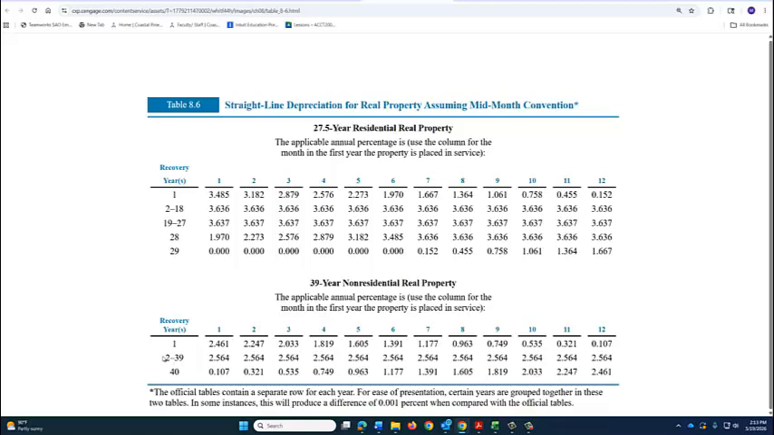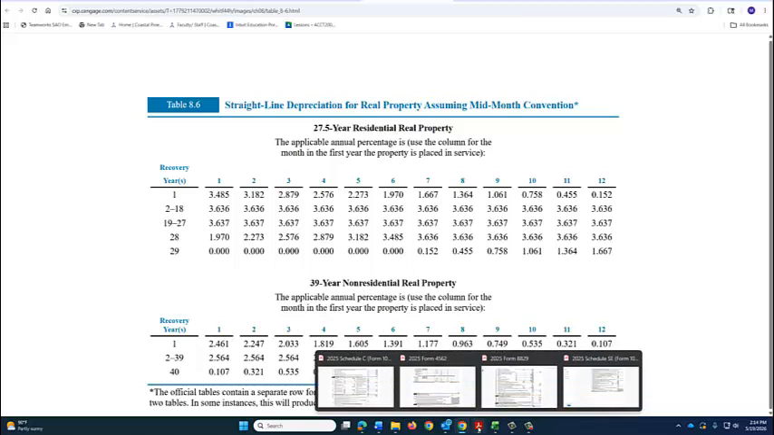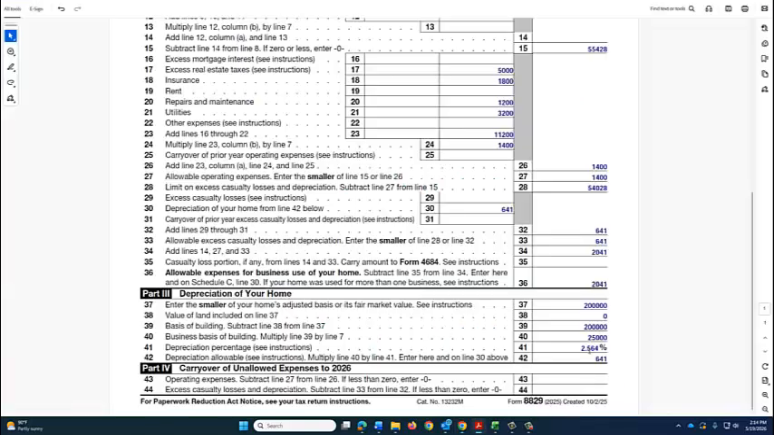So for recovery years 2 through 39, the amount, no matter what month it was placed in business, is 2.564. So that's going to be the percentage that we apply to the 25,000. When we multiply the 25,000, the business portion value of the home, times the percentage from the depreciation tables, our depreciation is $641, and it says to carry that to line 30 above.